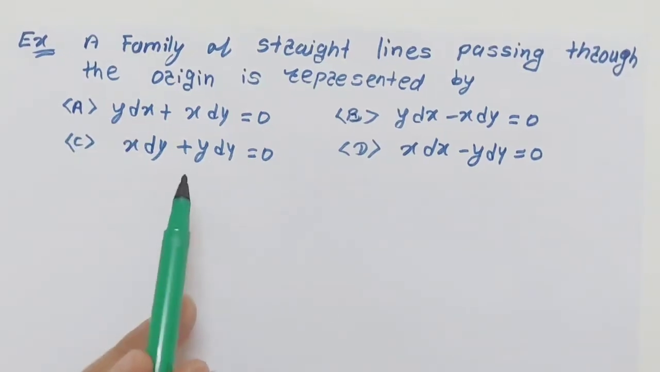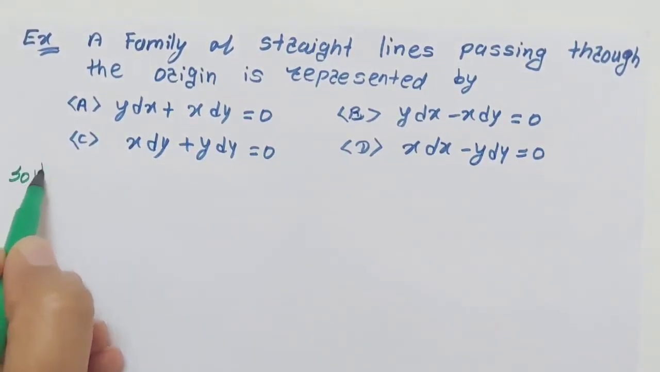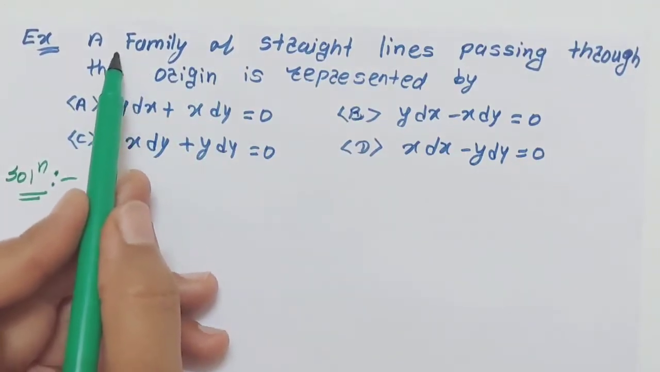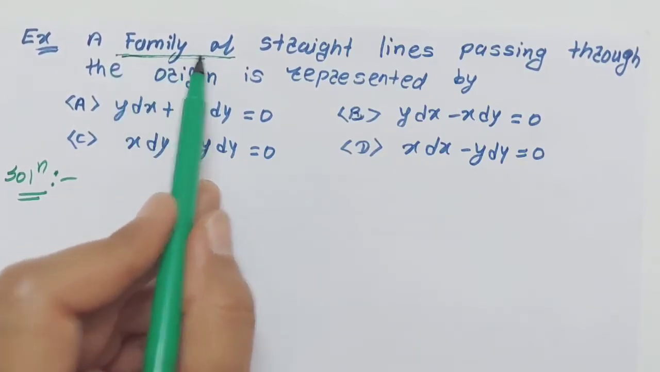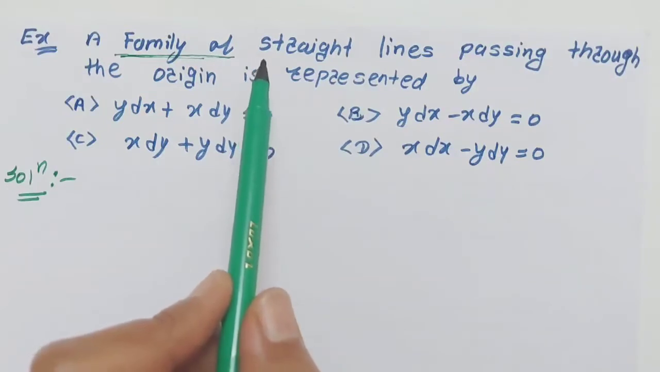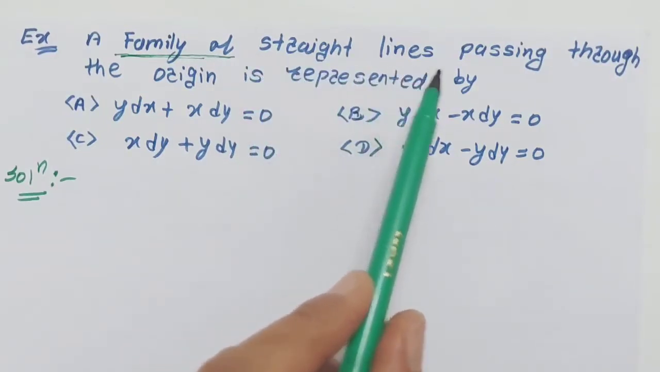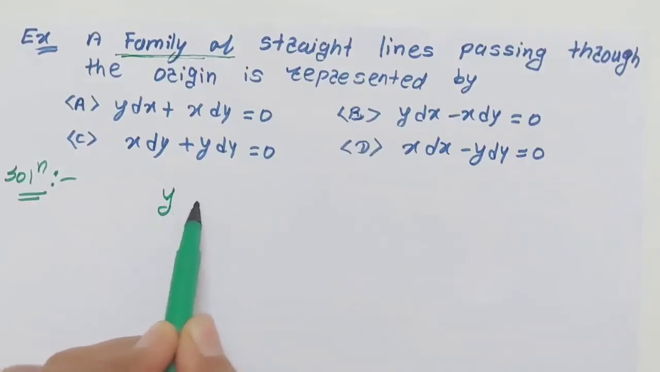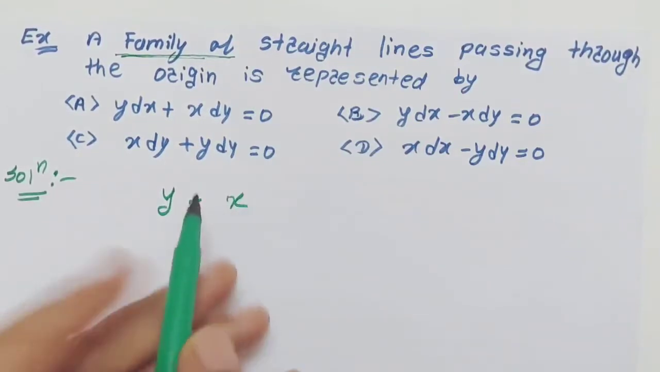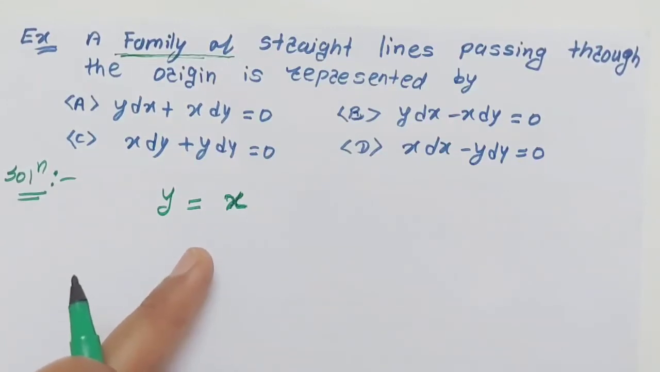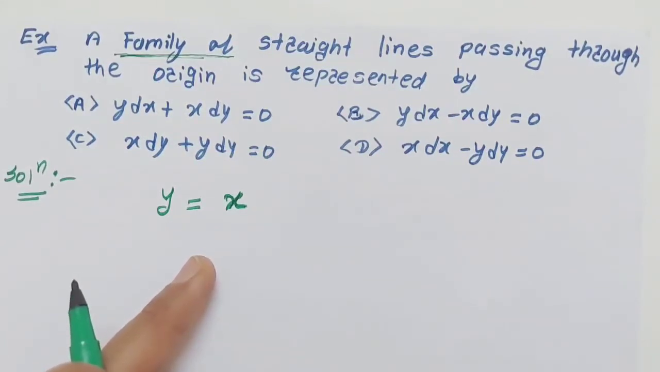Now see here how to solve this type of examples. Here we have given a family of equations. We call it a family if we have given 2 or more than 2 equations. The family of equations here is the equation of straight lines passing through origin. If I just say equation of straight line passing through origin, so we know one standard equation of line, that is y equals to x, a line passing through origin making angle 45 with x axis.